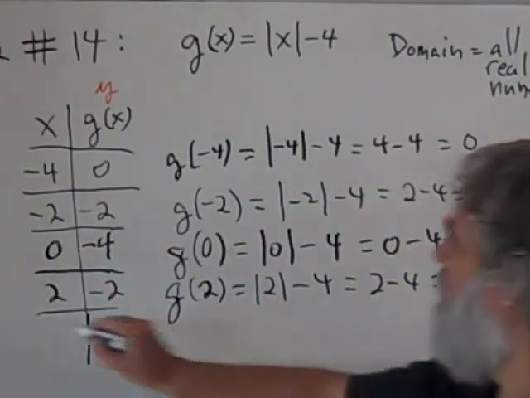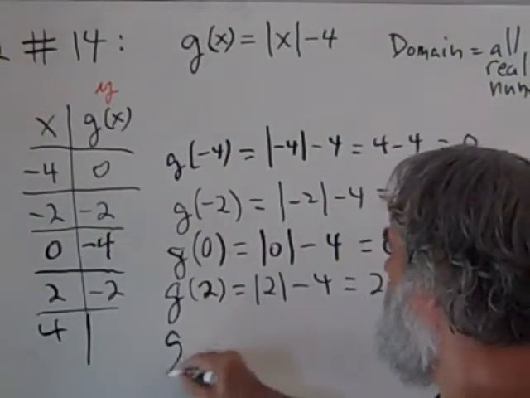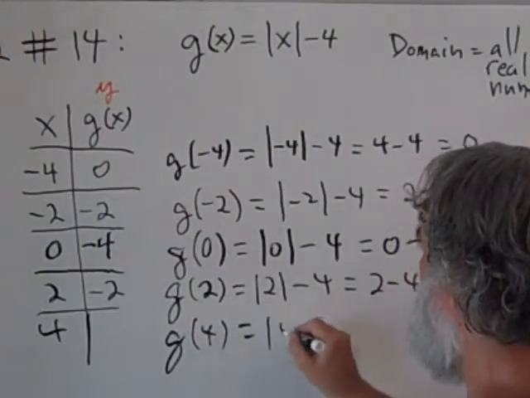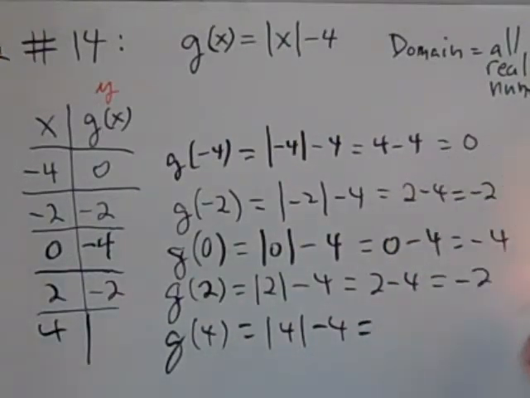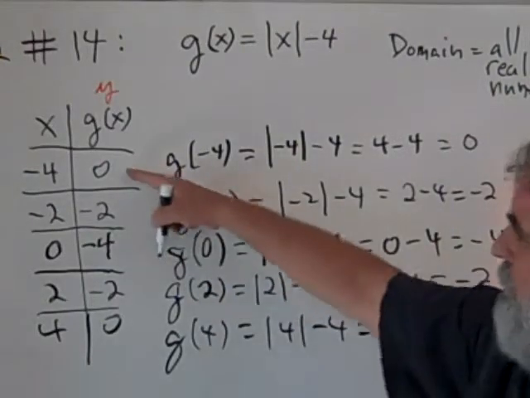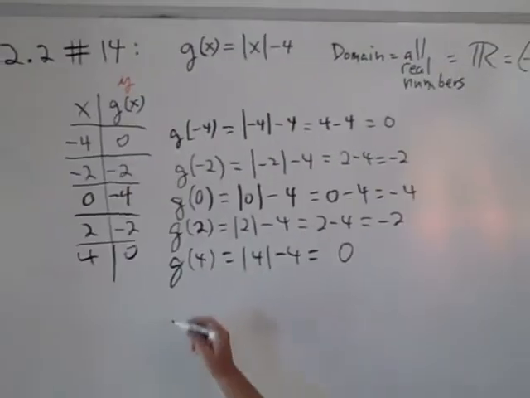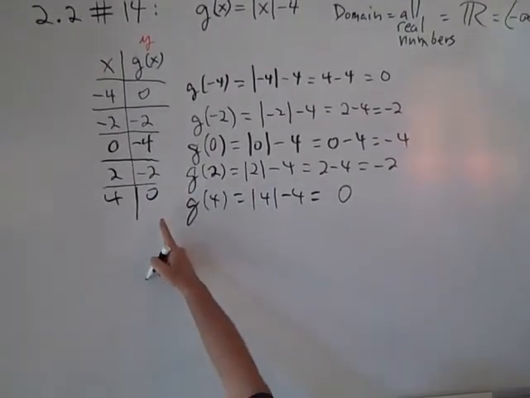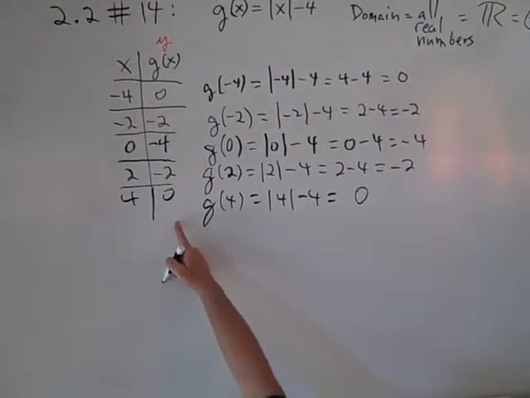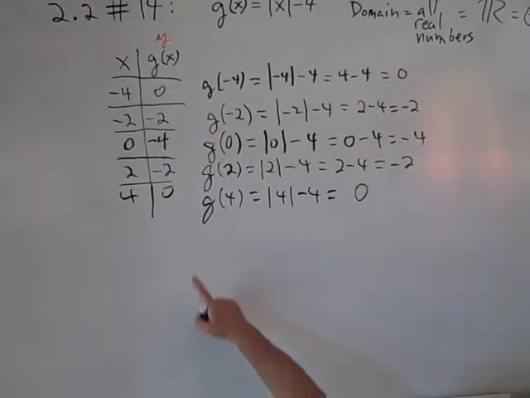Finally, let's do one more. Input a 4. So g of 4 is the absolute value of 4 minus 4, which is just 4 minus 4, which is 0. So that's plenty of points to graph this function. Notice the x values go from negative 4 to 4, and the y values go from 0 down to negative 4. So let's graph that. Notice the y values are all below the x-axis, except when it hits the x-axis.